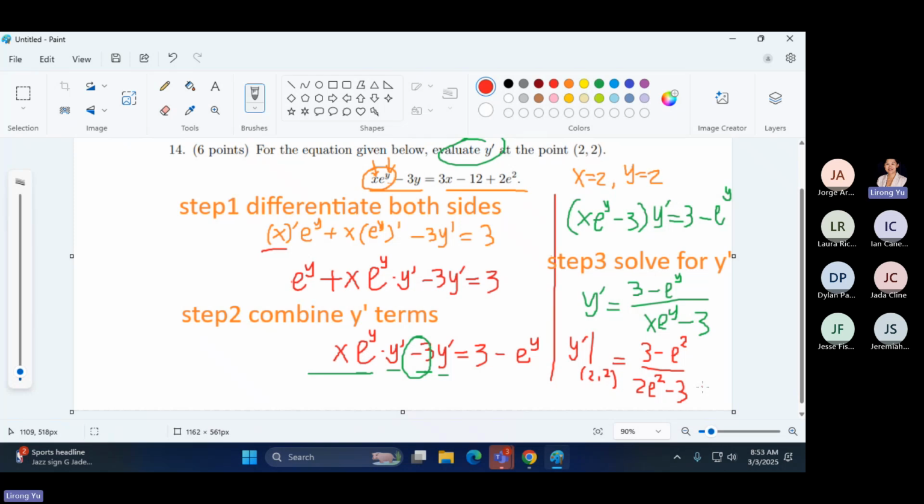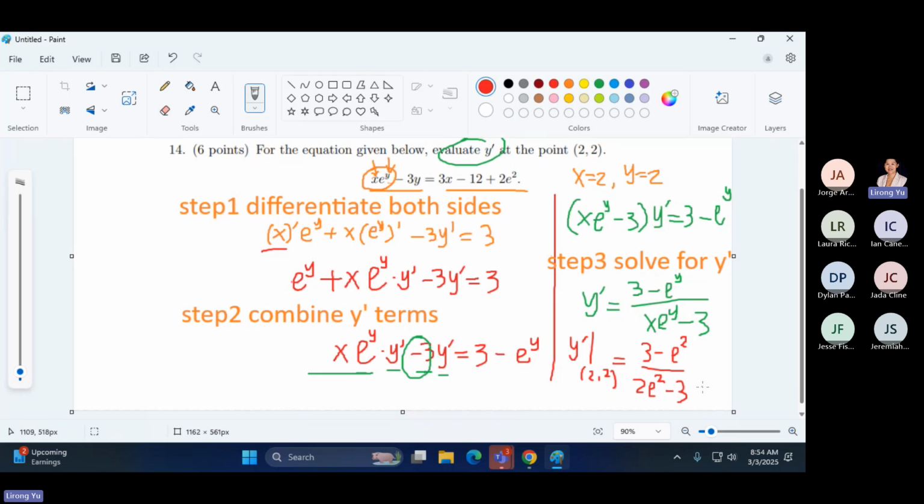I will be okay to stop here for the solution for 14. This will be okay. So the formula 3 minus e squared over 2e squared minus 3, after you substitute x equals 2 and y equals 2, is already the answer that is permitted on the whiteboard. So I'm okay with it. Any question? So that's the solution for 14. Any question?